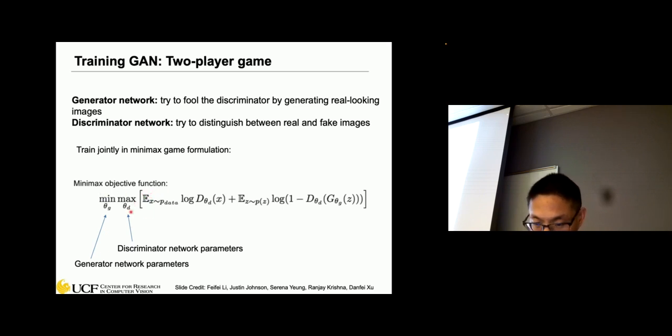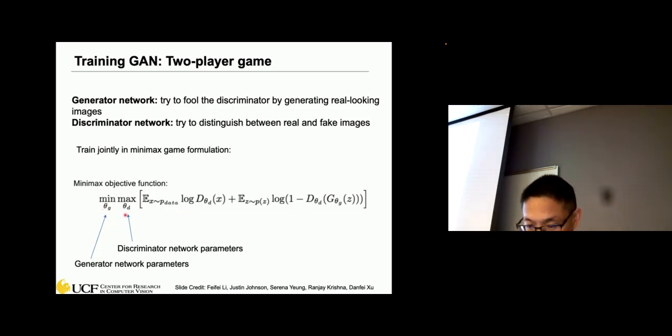We have two sets of parameters we have to optimize. Here theta d, with the subscript d denoting the discriminator, is the discriminator network parameters. This could be a CNN, so theta d is the CNN you're trying to optimize for the discriminator. Similarly, we have another network, the generator, which can also be a CNN, and its parameters are denoted by theta g, with g indicating the generator.